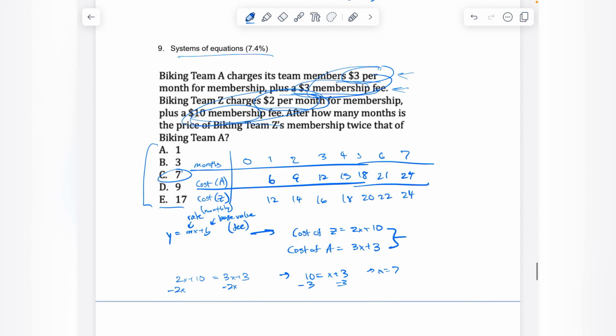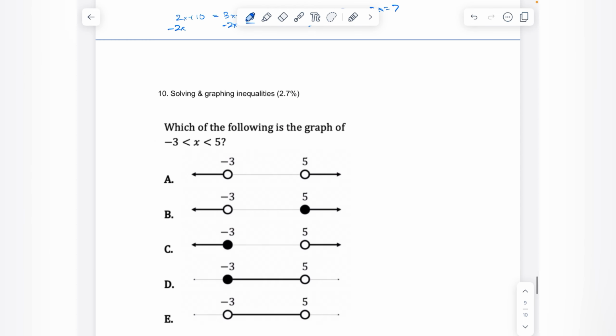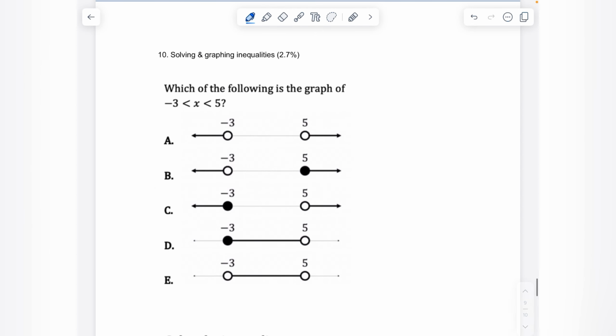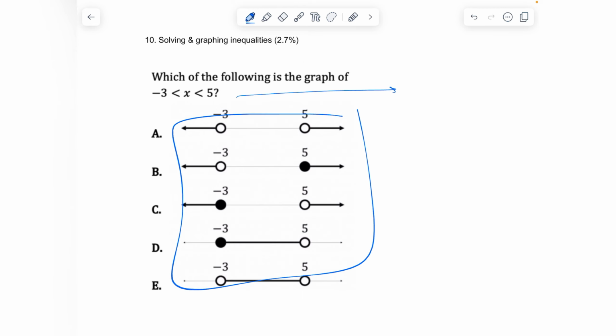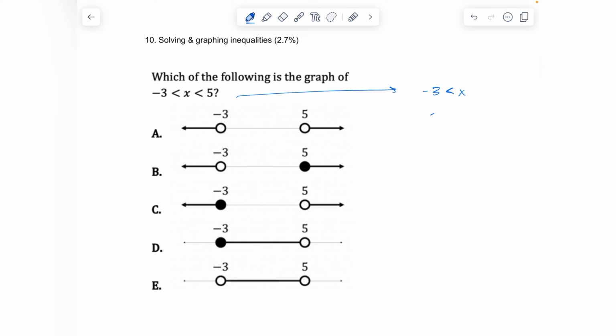Okay, I showed you two ways to solve systems of equations. All right, solving and graphing inequalities. Which of the following is the graph of this? So graphing inequalities like this, if you're given it in this form, I recommend you break it out into two inequalities. So really this is 2 and 1, right? And that's why you see two different graphs kind of in one here. So it's really negative 3 is less than x, and then x is less than 5.